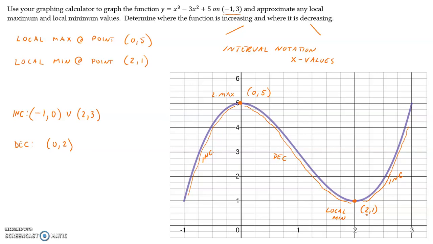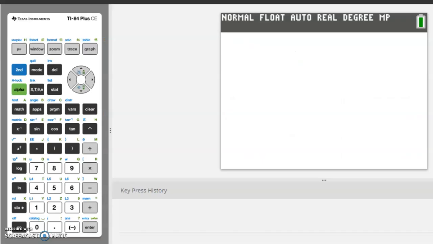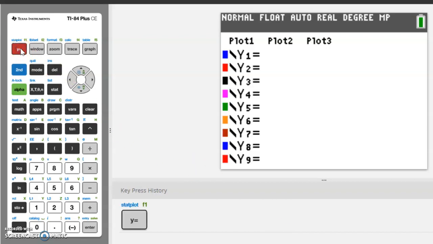Now let's take a look at this same question, but let's talk about how we would use our graphing calculator to help us get the local max or the local min in case they don't come out to be nice whole numbers. Let's take a look at our graphing calculator. The first thing we want to do is type in our function. So let's go to our y equals button.